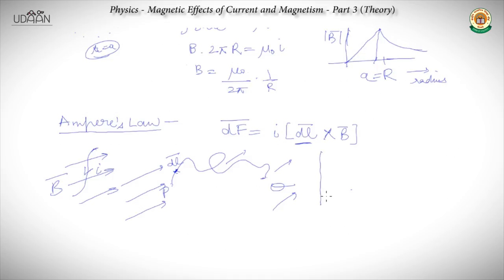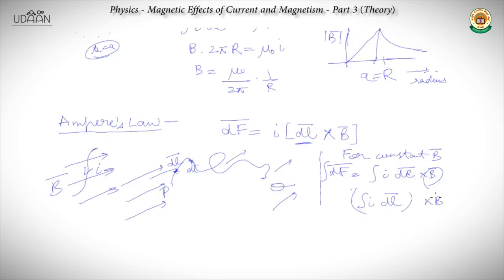In a general case, we have to integrate it for every element. If the field varies for every dl, for here the magnetic field is different and for here this dl vector is different, then we have to integrate it. But let's say we have a general case in which the B vector is constant. For constant B vector, we find dF equals integral I dl vector cross B vector. Since B is constant, it comes out of the integral, cross B vector.